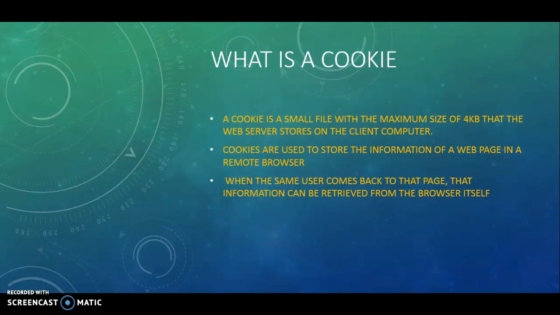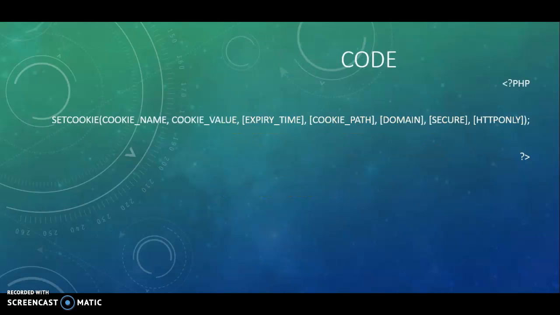So what is a cookie? A cookie is a small file with a maximum size of 4 kilobytes that the web server stores on the client's computer. Cookies are used to store the information of a web page in a remote browser. When the user comes back to that page, the information can be retrieved from that browser.